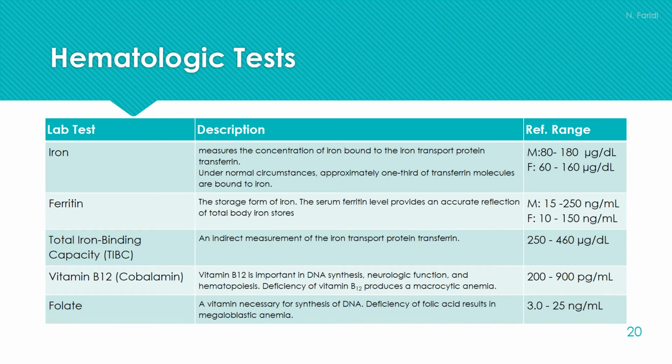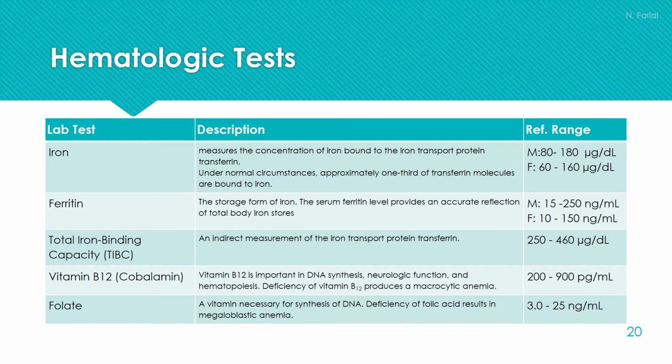Next, we are going to talk about hematologic tests. As mentioned previously, with the indices of red blood cells, which are important in identifying anemia, hematologic tests are also used to determine what type of anemia may be present in a patient. So, the hematologic tests include iron, ferritin, total iron binding capacity, vitamin B12, which is also known as cobalamin, and folate. So, starting from the top, iron measures the concentration of iron bound to the iron transport protein transferrin.